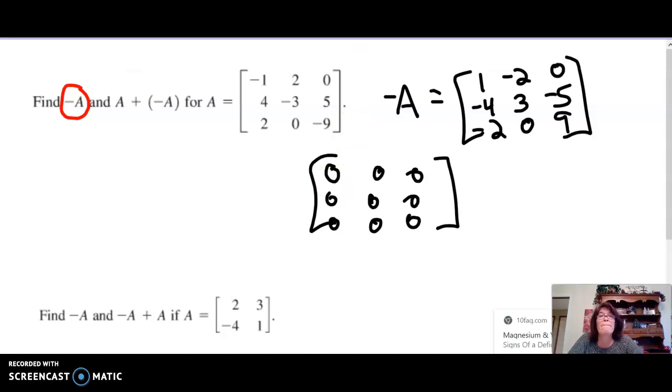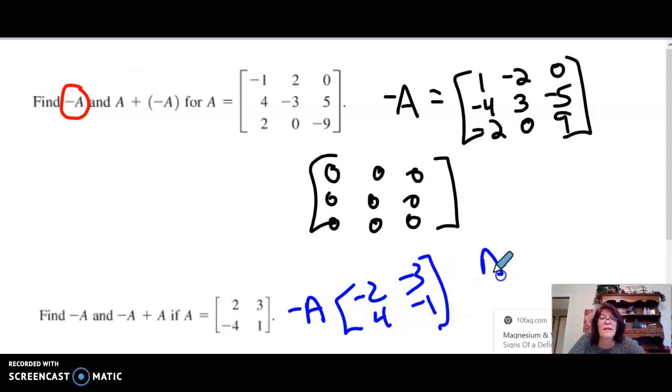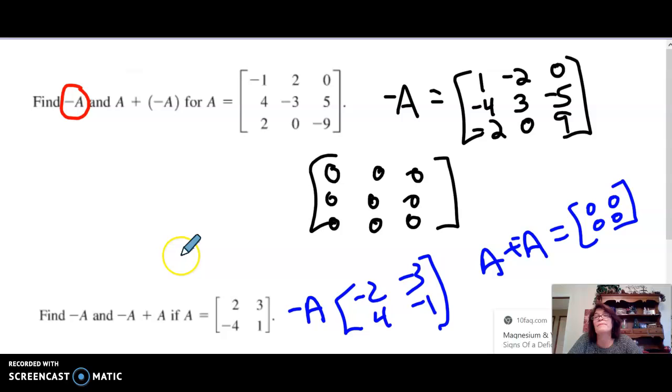All right, go ahead and try this next one. All right, pause me for a sec. The opposite of A here will be -2, -3, 4, and -1. Anytime I see this, what's A plus the opposite of A? You just make sure it has the same dimensions, but it's just all zeros.